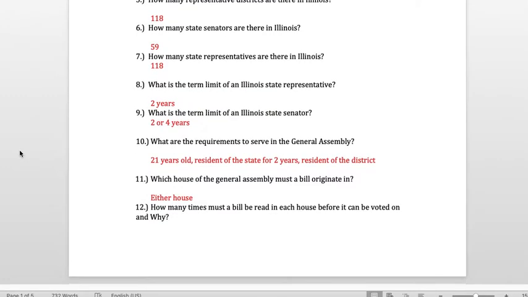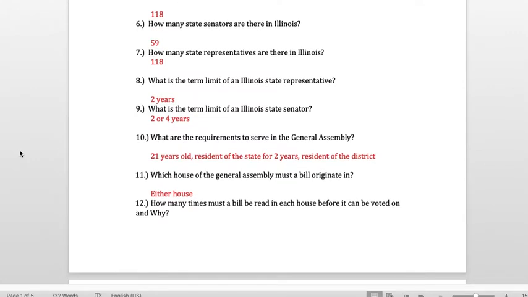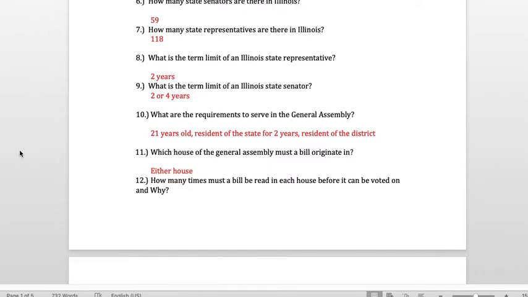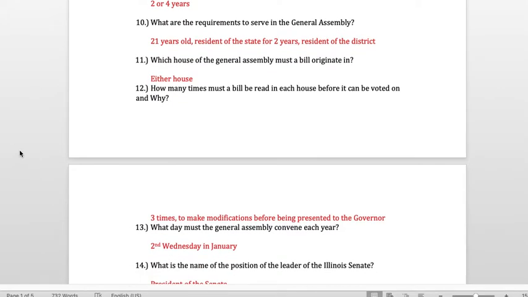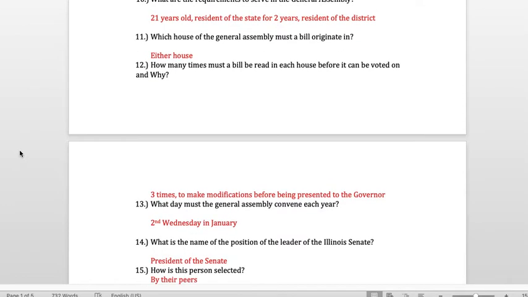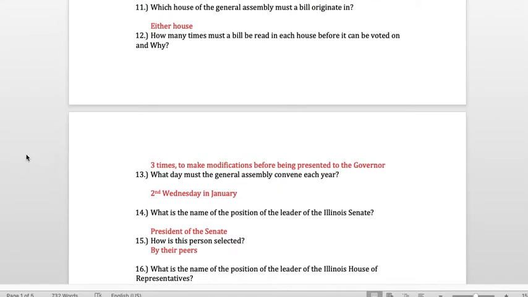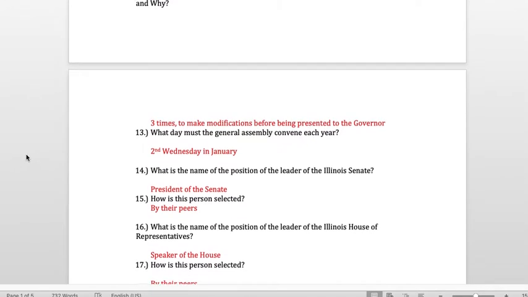Requirements to be in the General Assembly: you must be 21 years old, live in the state for 2 years, and then live in that district that you are going to represent. Which house can a bill originate? So where they want to start a law, which is known as a bill, they can start in either house. And it must be read 3 times so they can make modifications in each house before it is sent to the governor. The General Assembly starts each year on the second Wednesday in January.